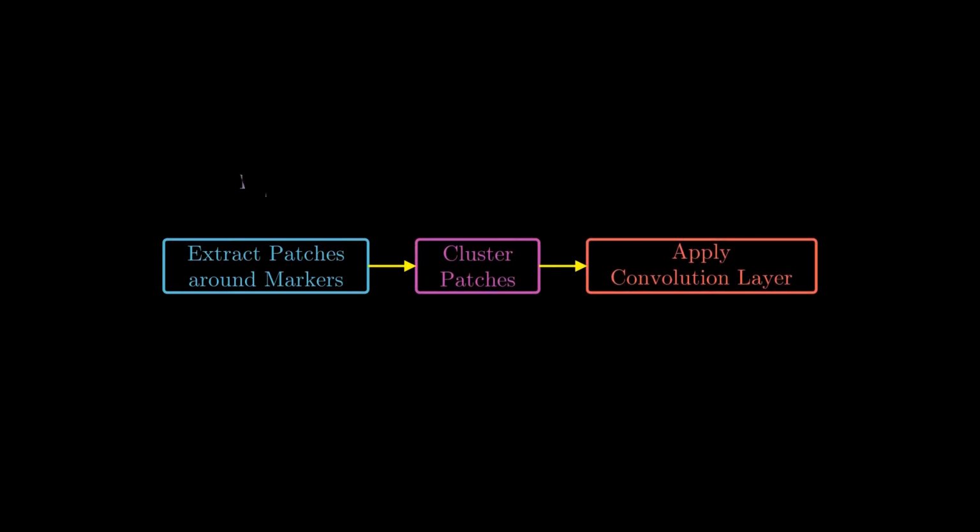The whole process can be summarized in these steps. Start with patches from around markers, cluster those patches, and apply the convolutional layer. We can repeat this process for several layers using the output from the previous layer to learn the filters of the next one, taking care to not use a stride greater than 1 so that we can preserve the location of the markers.